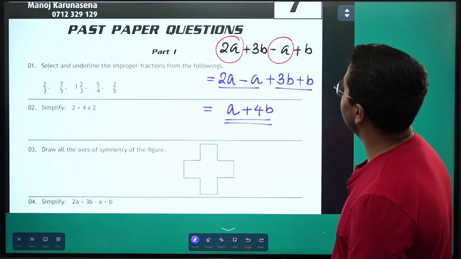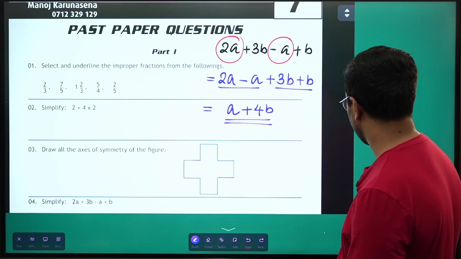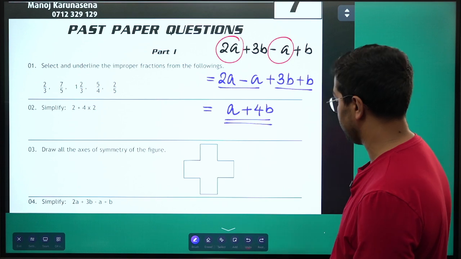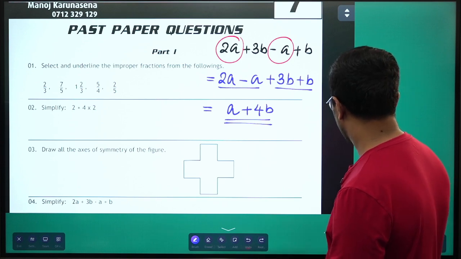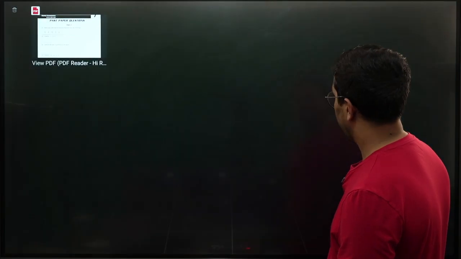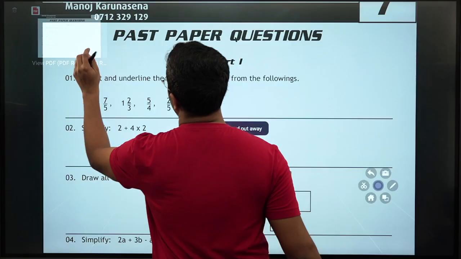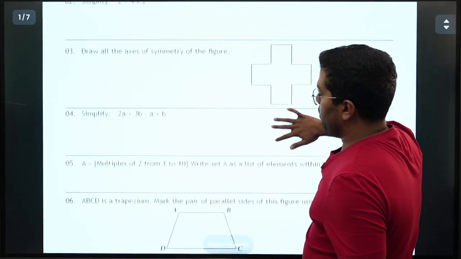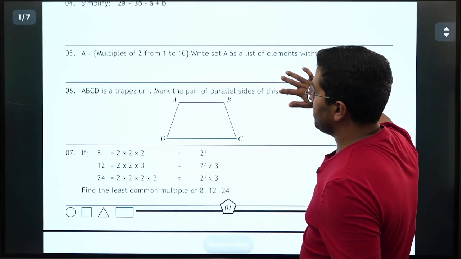So we have completed the first 4 questions and I think we can move on to the next couple of questions. Alright? Okay. Right. Then moving on, question number 5 and 6 and 7.